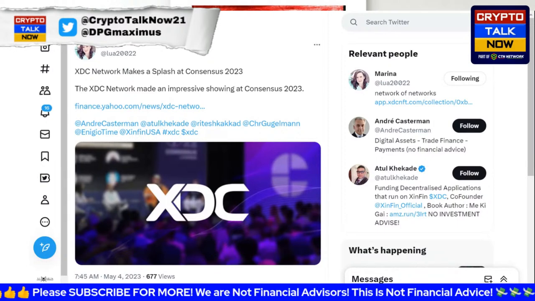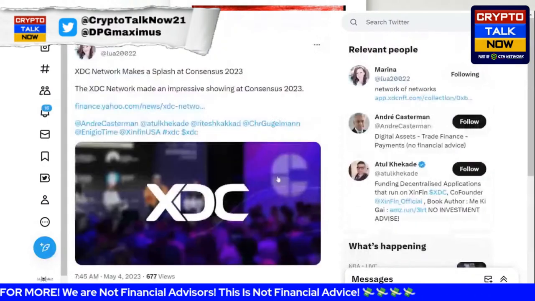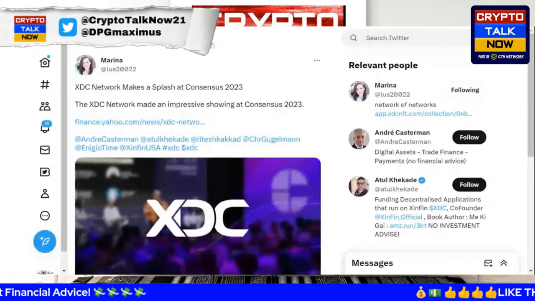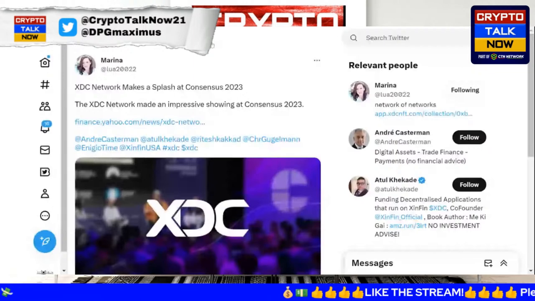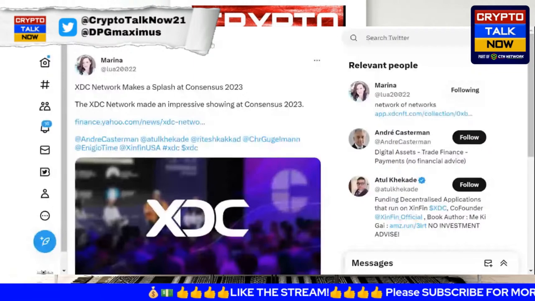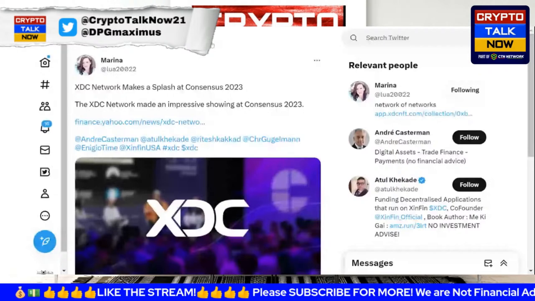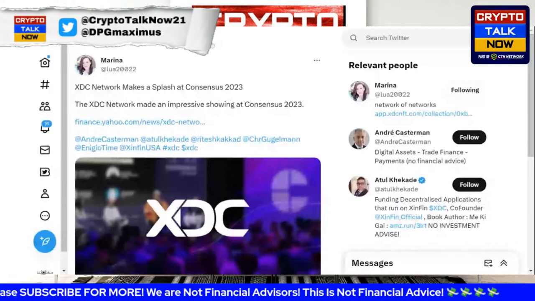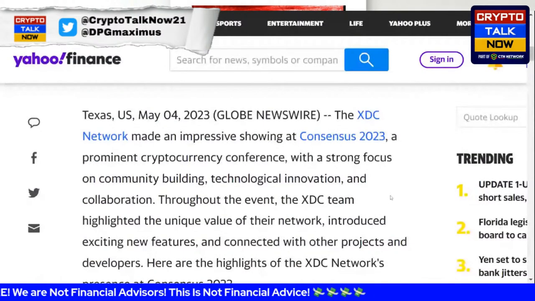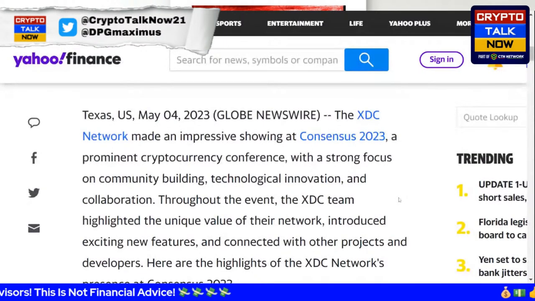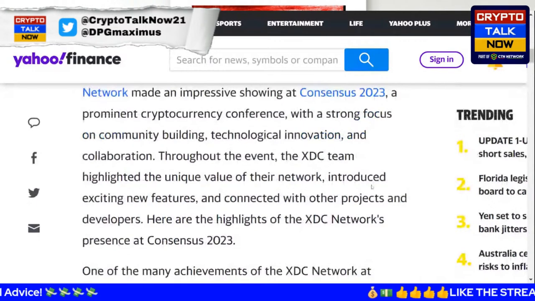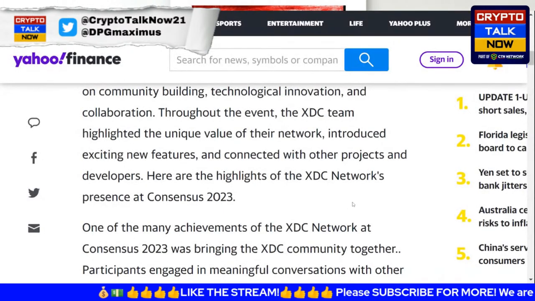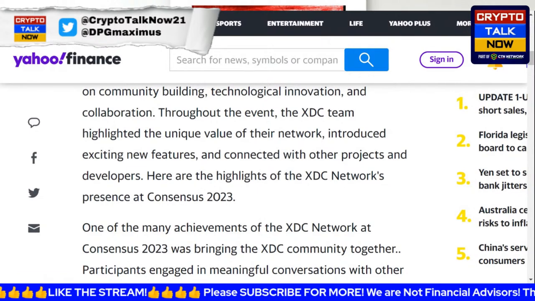So it's cool stuff. And what I'm going to do is blow this up. I'm going to share this with you guys in regards to this piece from Yahoo Finance. So here it is. And I even have it zoomed in. But yeah, XDC Network making a splash. And it states the XDC Network made an impressive showing at Consensus 2023, a prominent cryptocurrency conference with a strong focus on community building, technological innovation, and collaboration. Throughout the event, the XDC team highlighted the unique value of their network, introduced exciting new features, and connected with other projects and developers. Here are the highlights of the XDC Network's presence at Consensus 2023.